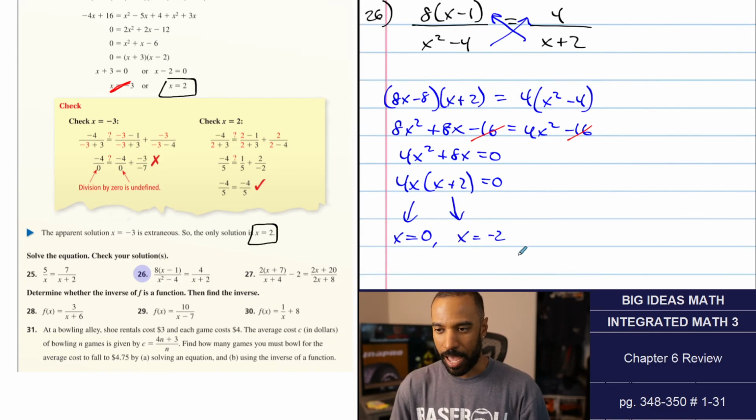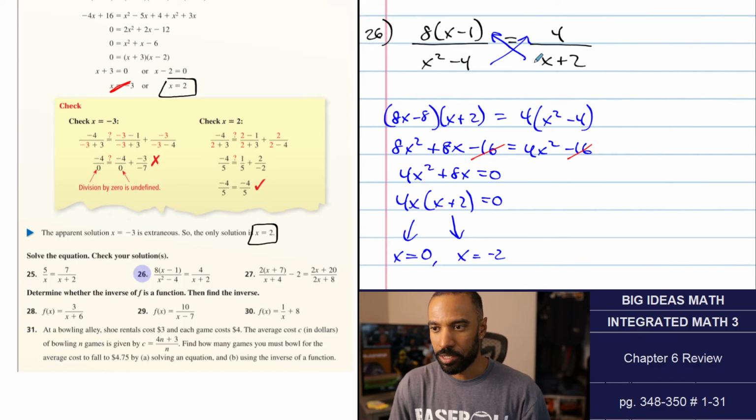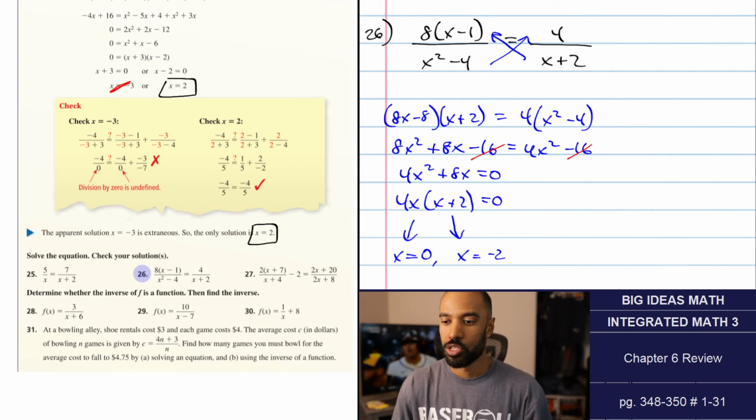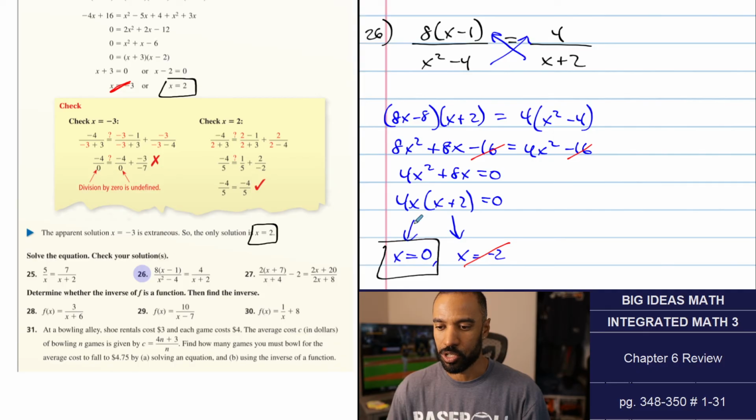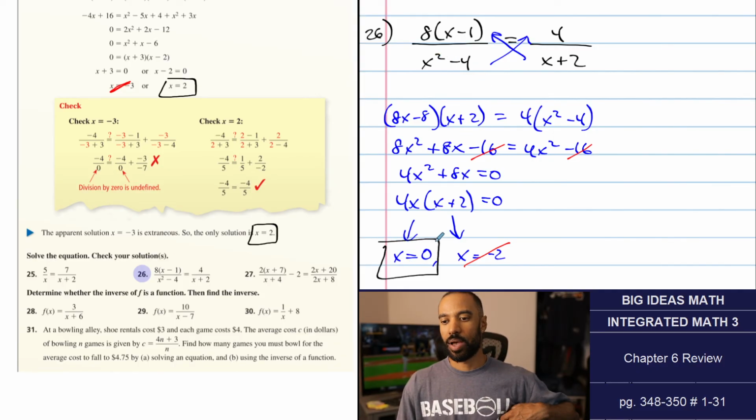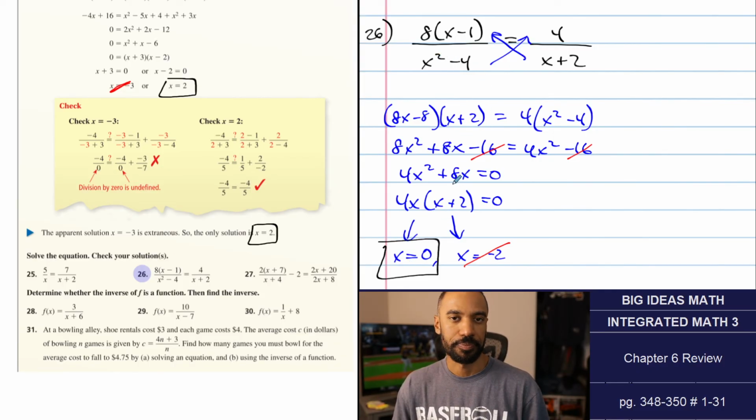Now, when you look at the original equation here, negative 2, either on this part or this part, by factoring or whatever, would have led to an extraneous solution. So negative 2 actually does not work. 0 is fine because 0 plus 2 is not 0, and neither is 0 squared minus 4. So x equals 0 is good. That's your only solution. That's one way to do the problem.